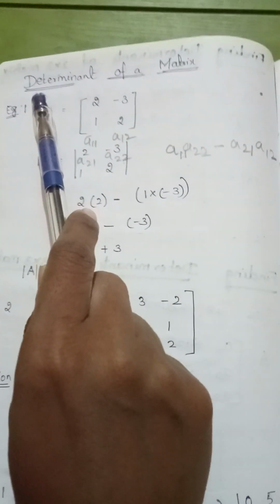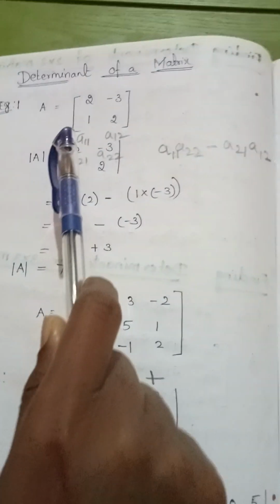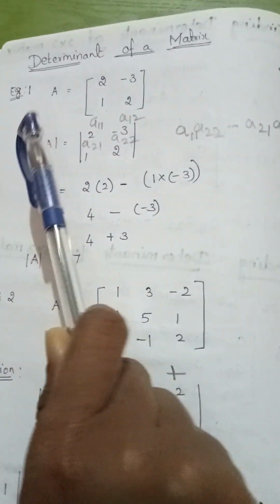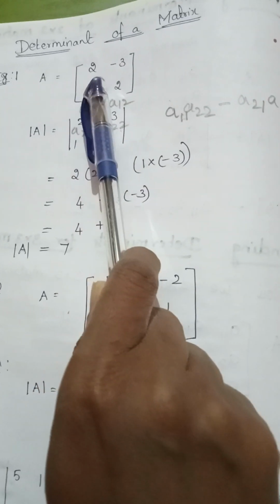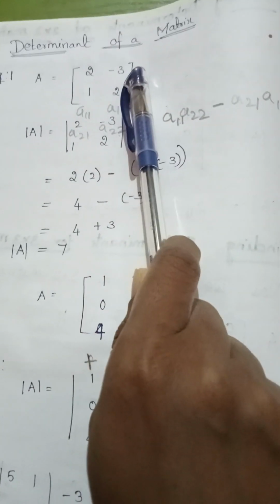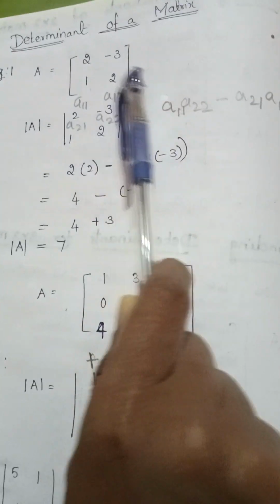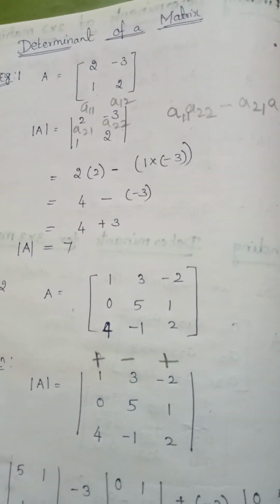This video, examples of determinant. First one, examples of determinant of a matrix, for example order 2 cross 2. Example 1, given matrix A equal to 2 minus 3 1 2. This is an order 2 cross 2 matrix.